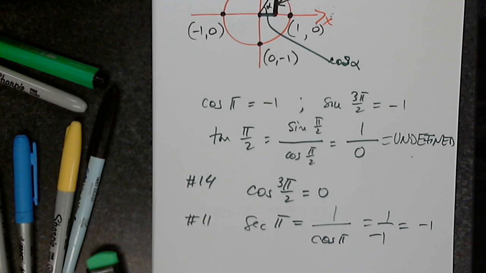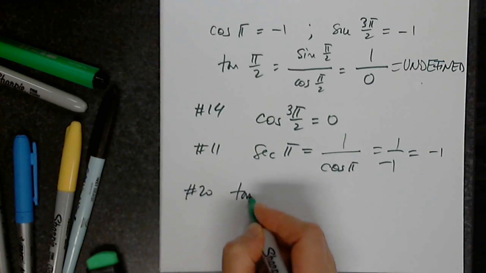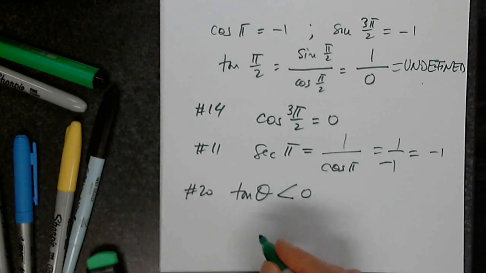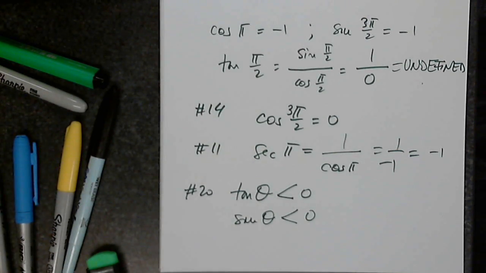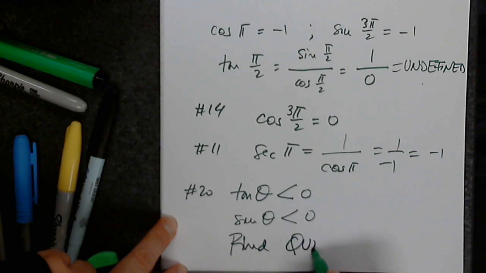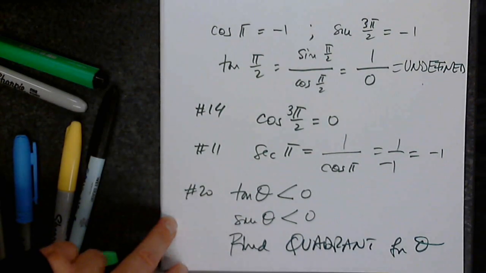Bless you. Please choose a problem from 19 through 22. Twenty is good. So here's what we are told now. Tangent theta is less than 0. Sine theta is less than 0. Find the quadrant. Find the quadrant for theta.